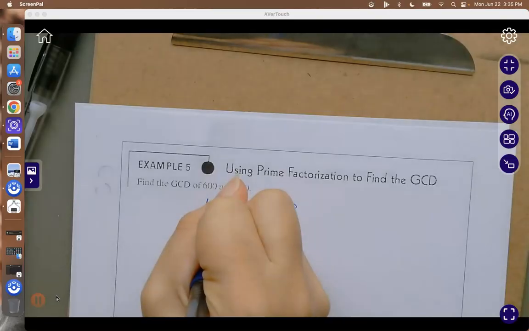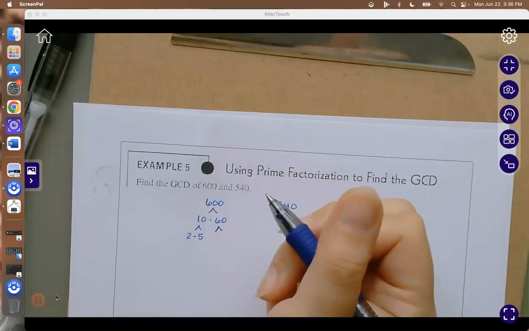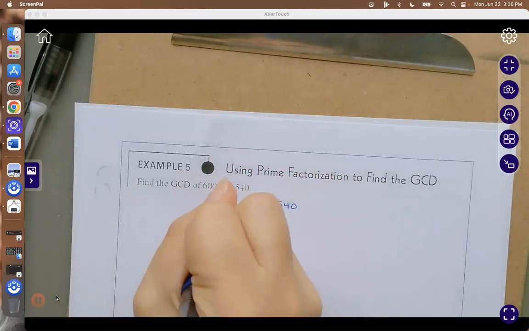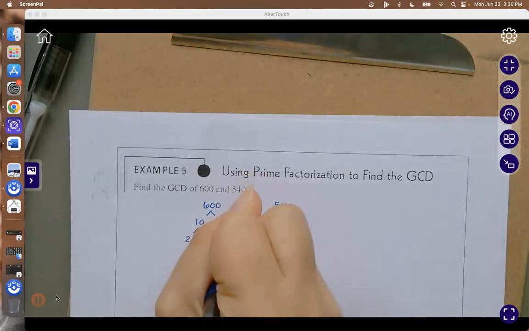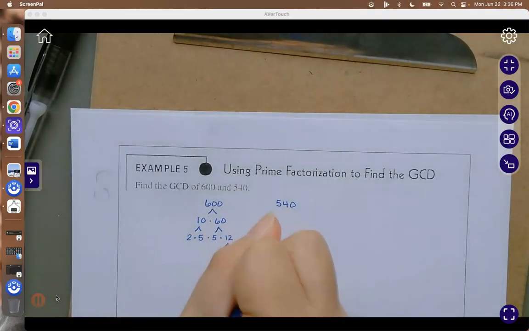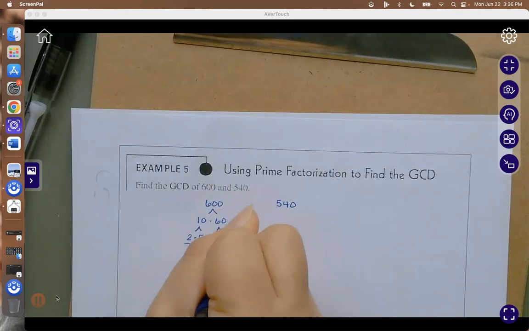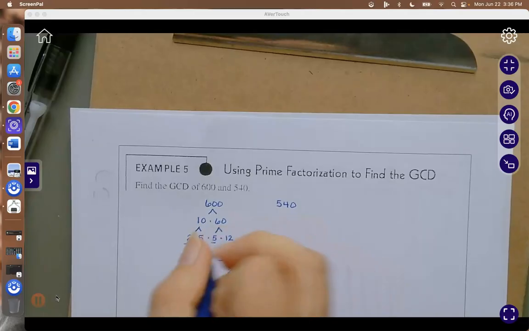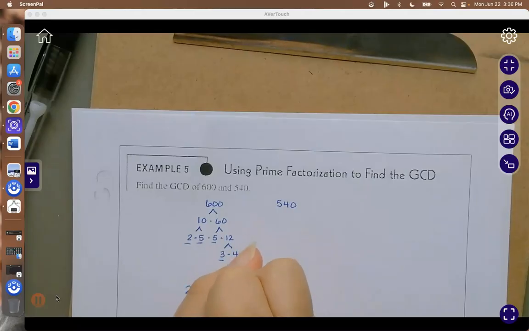And this can be, you could have done 100 times 6. That would work too, but I did this, so we'll just go with it. And this is 5 times 12. And this can be 3 times 4. And you can go about it different ways. So that stops, that stops, that stops, that stops. So what we have is 2 to the third times 3 times 5 squared. Okay?